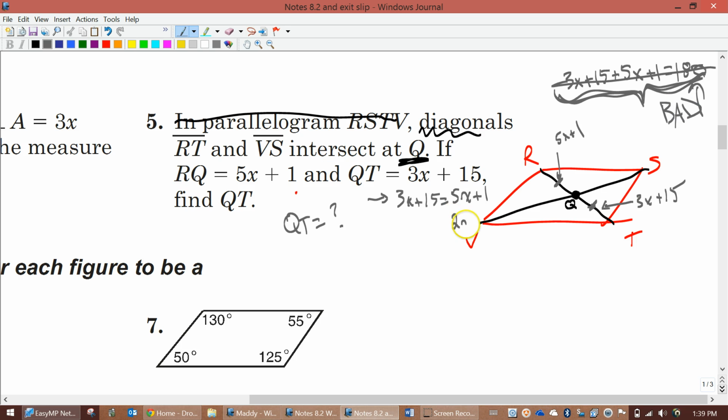When we solve this, 2x equals 14, and we get x is 7. Is that QT? Nope. QT is 3x plus 15, so QT is 3 times 7 plus 15, 36. QT is 36. Super.